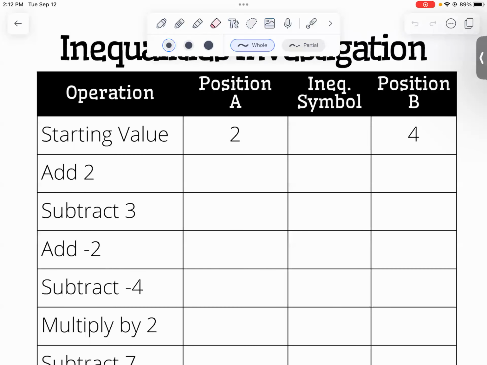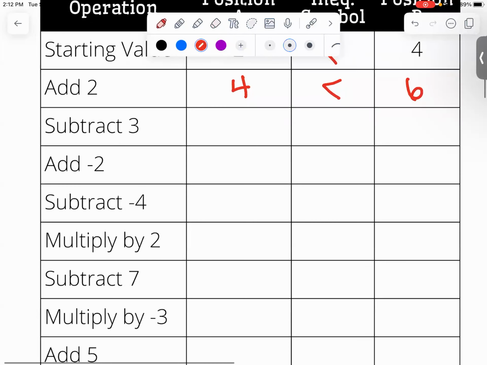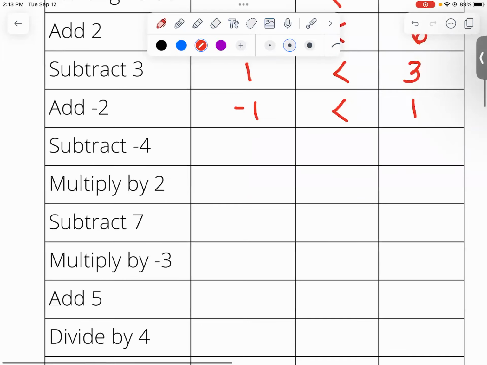All right, so we decided that 4 is bigger than 2. And then if we add 2, we have 4 and 6 is bigger than 4. Okay. If we subtract 3, what numbers are we working with? And our inequality sign is still this. If we add -2, -1 and 1 is still bigger than negative. Okay, subtracting -4 is the same thing as adding 4. So we have 3.